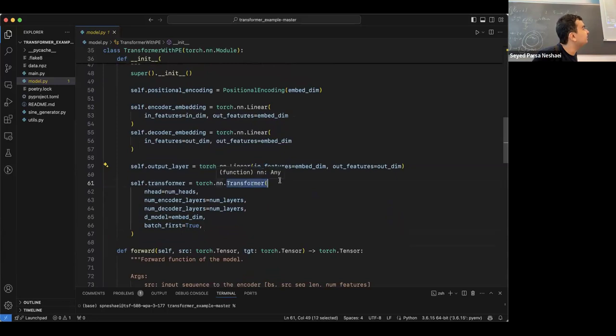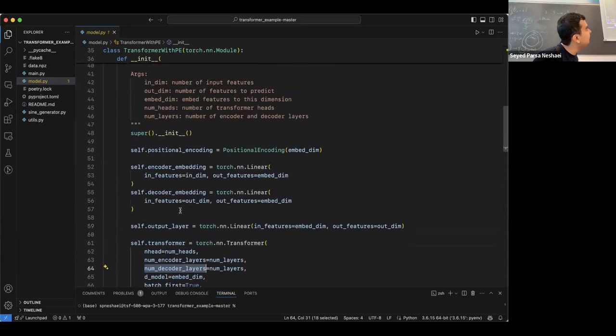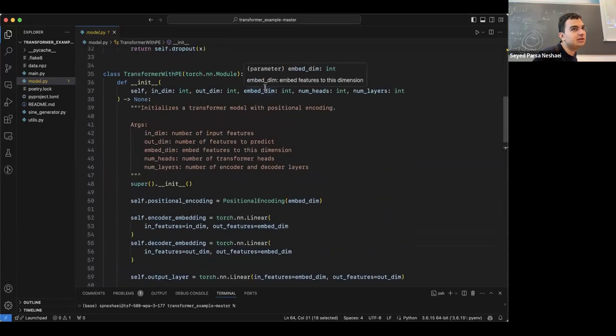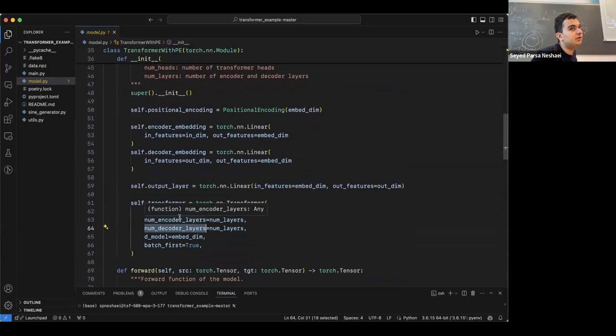So PyTorch has a transformer module where you define the number of heads with the parameter n_head, and the number of encoder layers and decoder layers. As I said, it could be different. Here in this example, it's the same, but ideally they could be different. There's no reason that I think they would be the same.